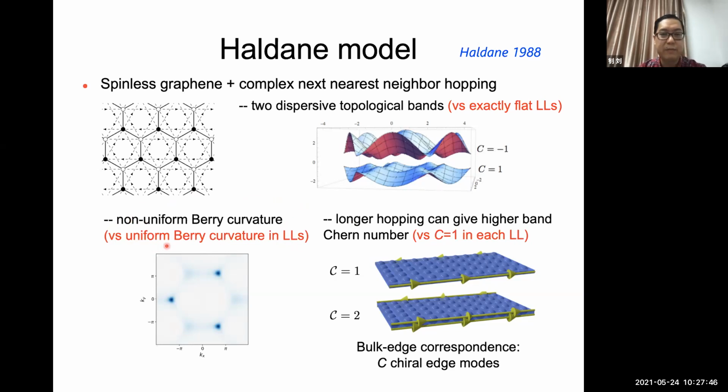And the third difference is that in Chern insulators, we can have Bloch bands with higher Chern number larger than 1. However, in the conventional integer quantum Hall effect, each Landau level can only carry a Chern number equal to 1. For example, in the Haldane model, if we further add third nearest neighbor hopping, we can have a Chern number 2 band. According to the bulk edge correspondence, if we have a Chern number 2 band, then we have 2 chiral edge modes along the boundary of the sample.